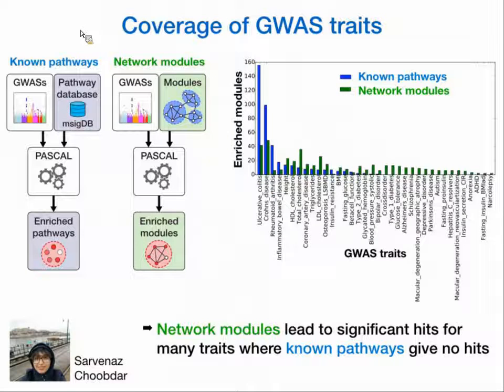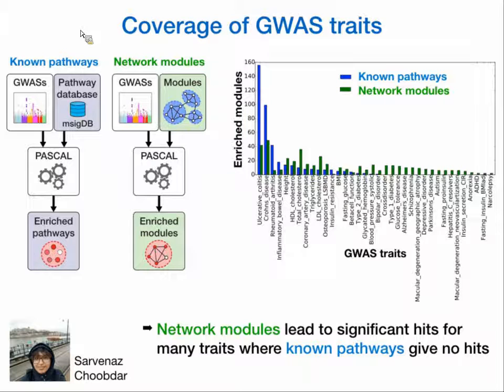And Sarvenas did the biggest part of this work that I will show now, and she also did the initial exploratory analysis to see if that actually works. This was one of the first results. One of the first things she explored was she just took pathways from known databases and tested them for enrichment, right? And then she counted how many pathways you get for each GWAS trait.